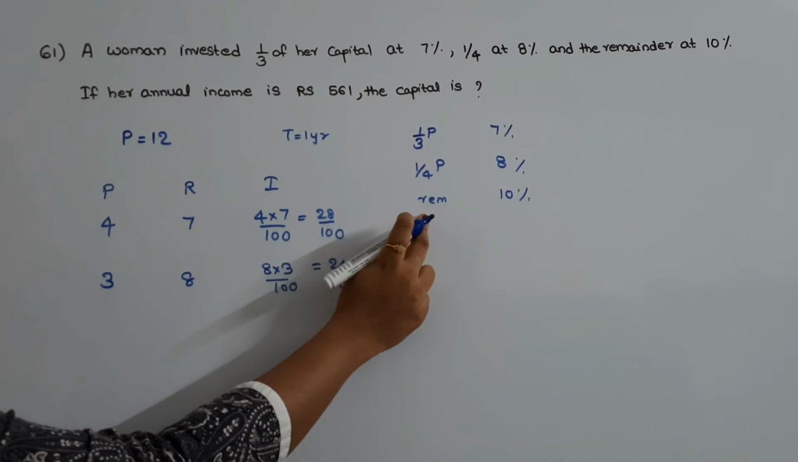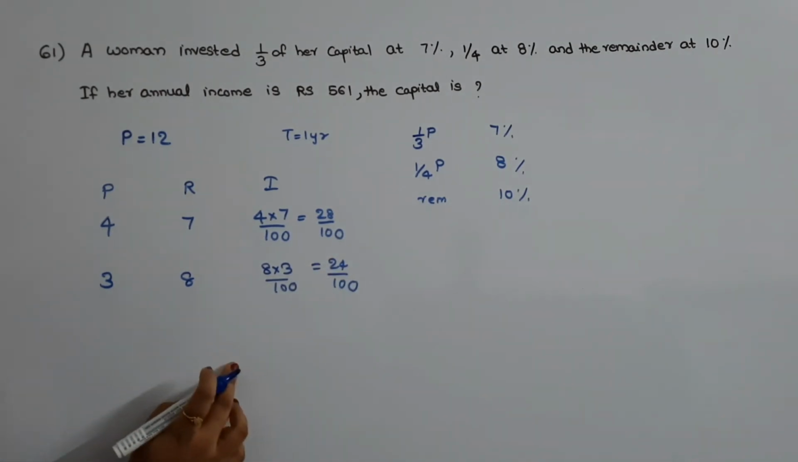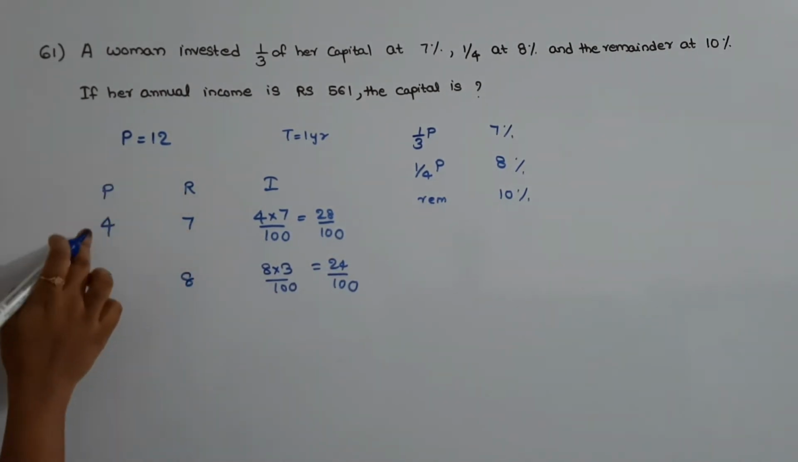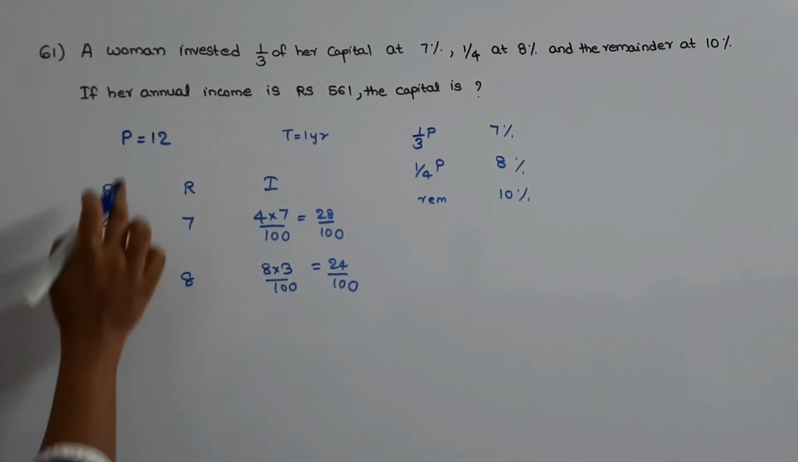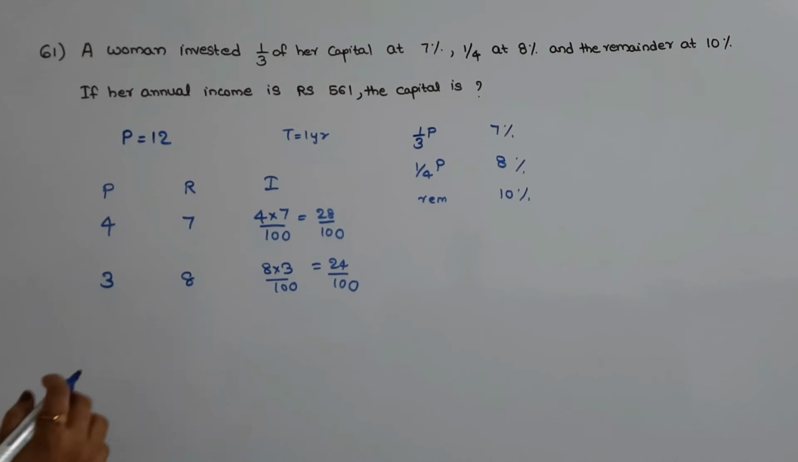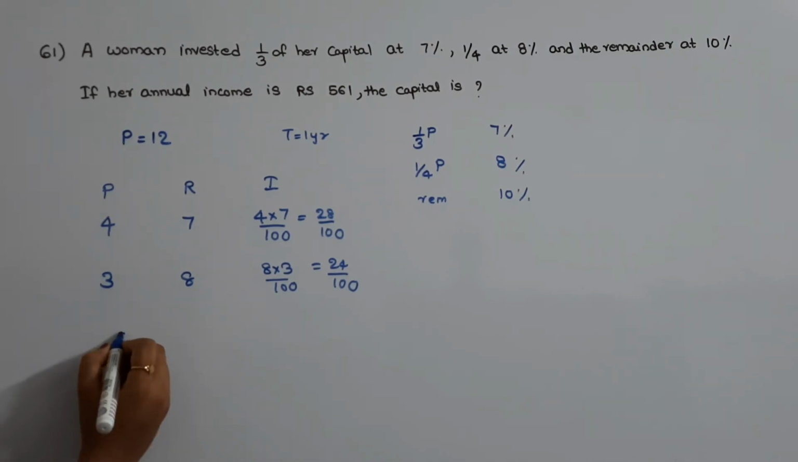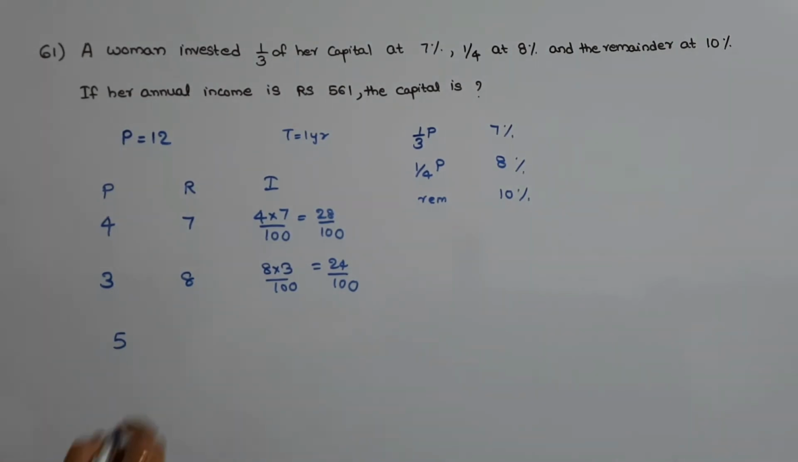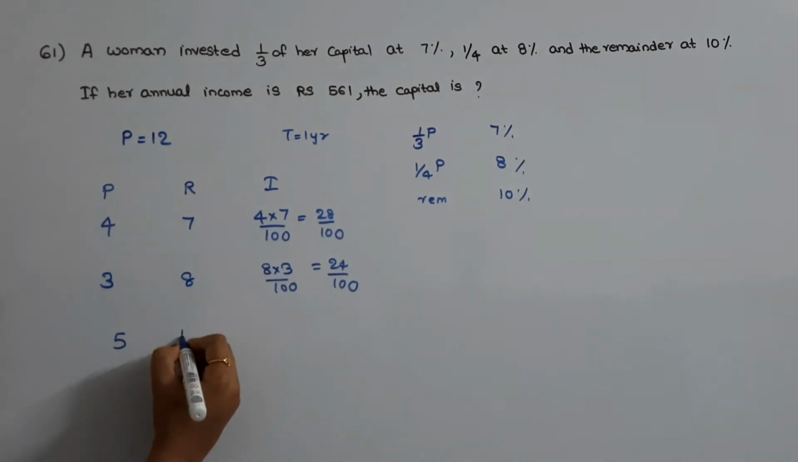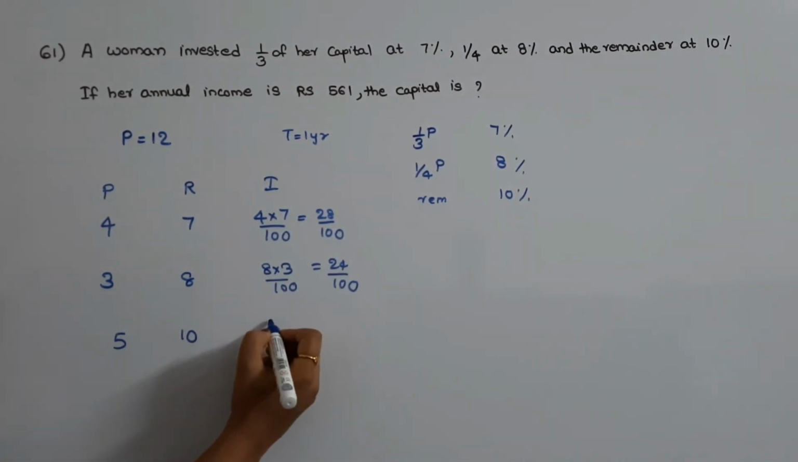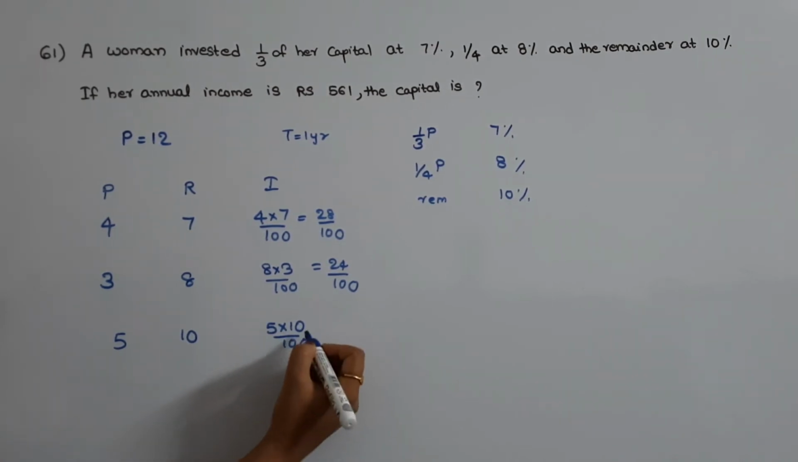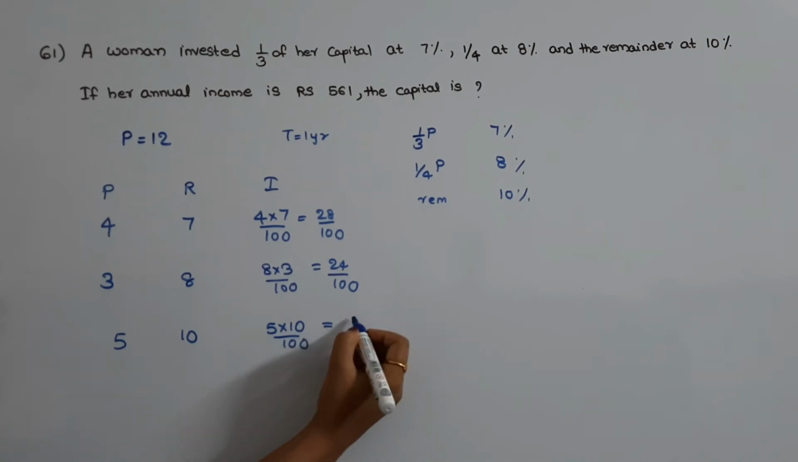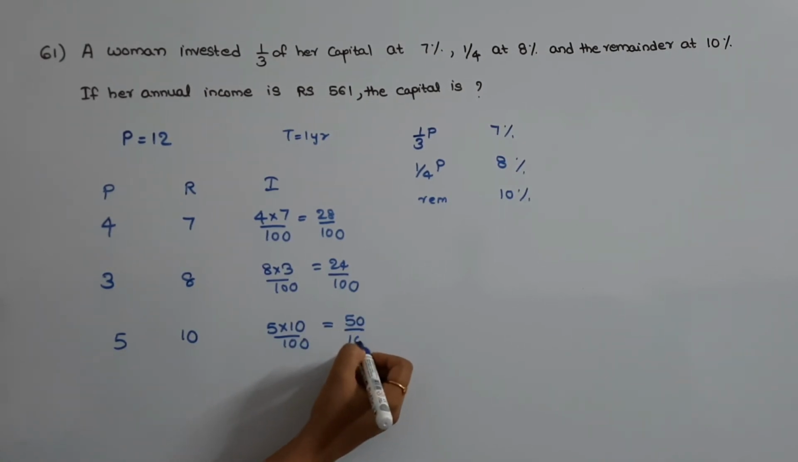Now the remaining principal at 10%. So out of 12, 4 plus 3 over. So what will be the remaining principal? 12 minus 7. That will be equal to 5. So when the principal is 5, what is the rate of interest? That is 10. So interest will be equal to 5 into 10 divided by 100. That will be equal to 50 by 100.